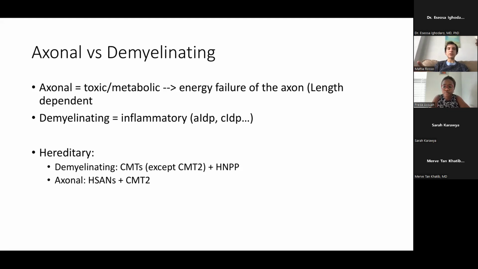Demyelinating, we've already touched upon. I think of demyelinating as inflammatory. And then it's important to keep something in the back of our minds, and this is honestly more so for residents than for students, I feel. But there are some forms of hereditary neuropathies that can present with a demyelinating pattern of neuropathy, which is mostly Charcot-Marie-Tooth, and the other one is hereditary neuropathy with pressure palsies.